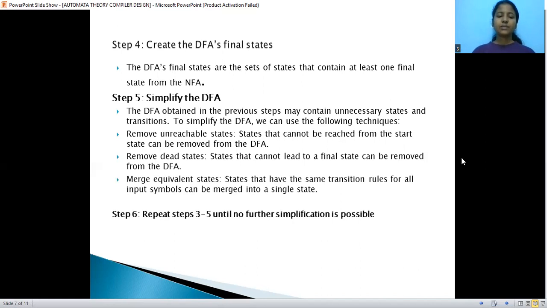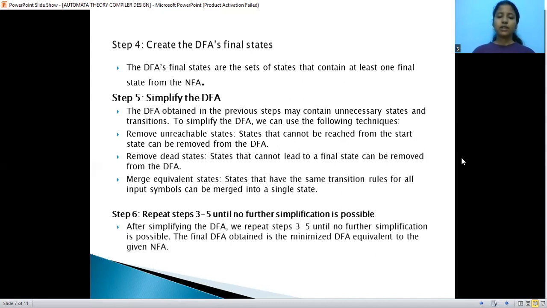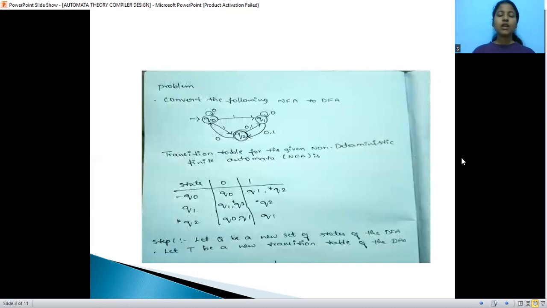Step 6, repeat steps 3 to 5 until no further simplification is possible. After simplifying the DFA, we repeat steps 3 to 5 until no further simplification is possible. The final DFA obtained is the minimized DFA, equivalent to the given NFA. Next, we are seeing the conversion of an NFA to DFA problem.